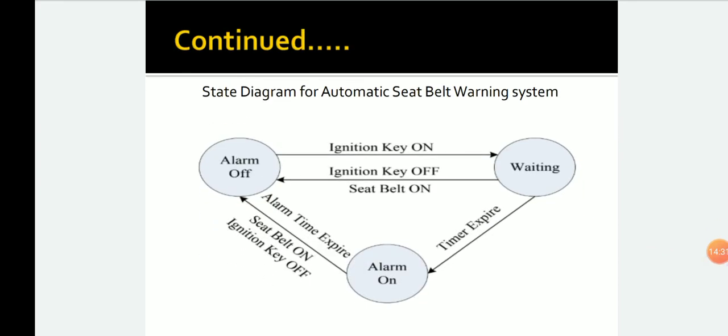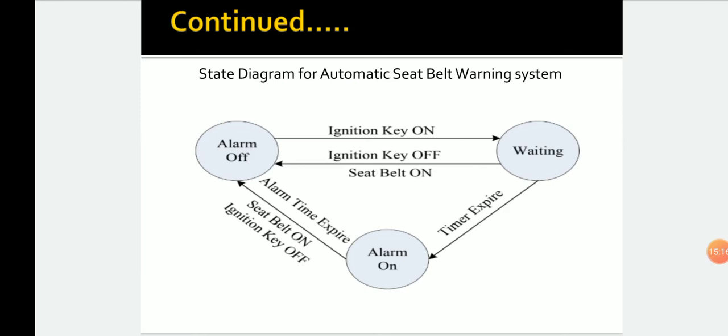It is a state diagram. See, there are three states: alarm off, waiting, alarm on. From alarm off, the transition is to waiting if the ignition key is on. And in the waiting state, the transition to alarm on means the ignition has to be on, the vehicle has to be started, and then the vehicle waits for 10 seconds, that is this waiting state. And when the time expires, that means the 10 seconds is over, the alarm will be on, this system produces an alarm, that is the third state.